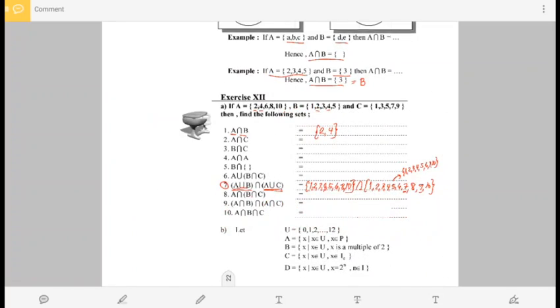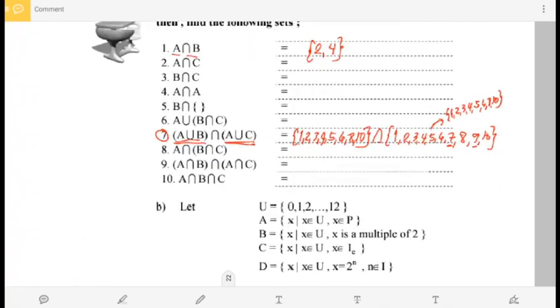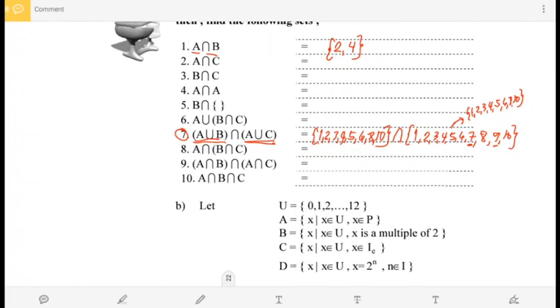Okay, next letter B. For letter B, you have the given sets in set builder form. So it's quite hard to do the operations on these if they're in set builder form. So you have to change them into list form. Now, if you're going to find the list form of your set A, x belongs to the universal set, and the universal set is from 0 to 12.